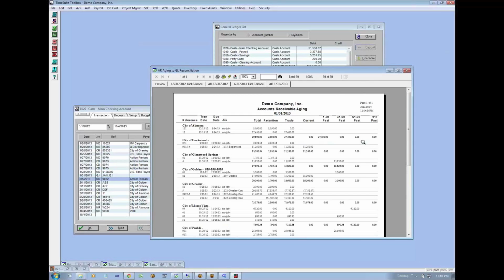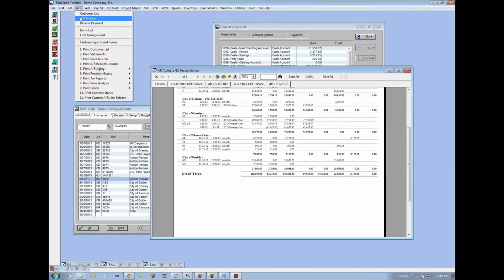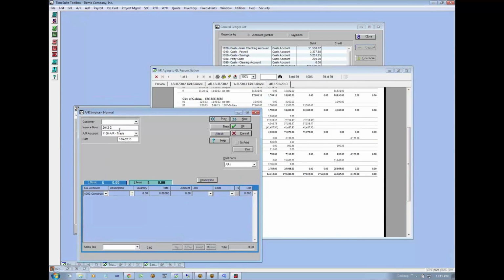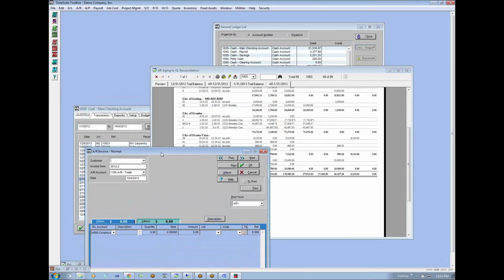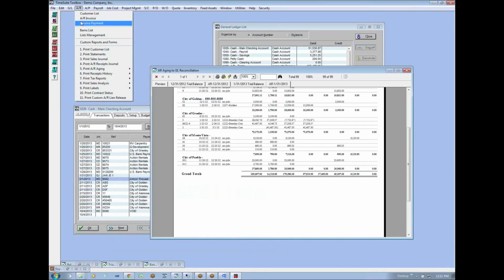So let's say on our aging, we have an old item. Let's say it's a 6120, the Monte Vista project. Depending on the character, we're going to send it somewhere. We'll just go City of Monte Vista. We'll say write off AR. Okay. In this case, let's say it's bad debt. So a negative invoice there. Then we go to AR, receive payment.